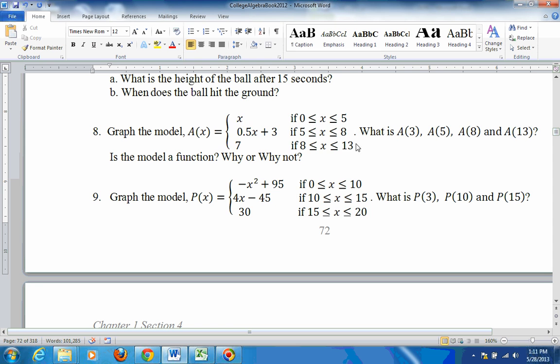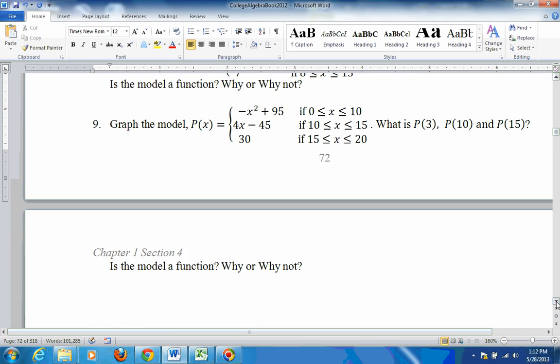With 8 you'd have to evaluate it in both places, the middle and the bottom, and you get 7 on both of those places. 13, well, 13 is only in one place, right here, and there's nothing to put in for x, so you just get 7 no matter what you substitute into x for this bottom equation, whether it be 8, 9, 10, 11, 12, or 13, you get 7. So A of 13 would be 7. And that's pretty much it with section 1.4.